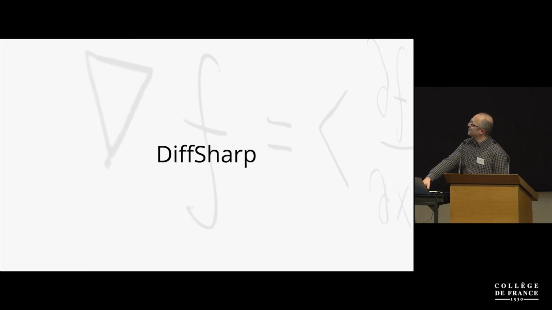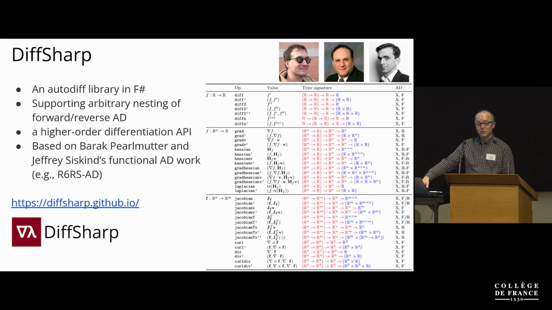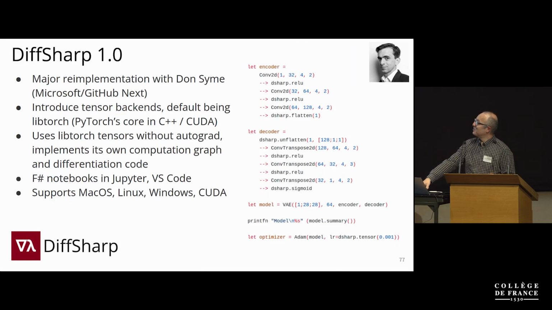So I work on a library called DiffSharp. It has been dormant for a while. This is something I do with Don Syme at Microsoft and now at GitHub. Basically, this is an F#-based differentiable programming library that does some nested higher-order differentiation stuff with a very complicated API supporting lots of things. Basically, Don and I have been working hard to re-implement lots of things. This thing now supports tensors properly, based on PyTorch's C++ and CUDA core.